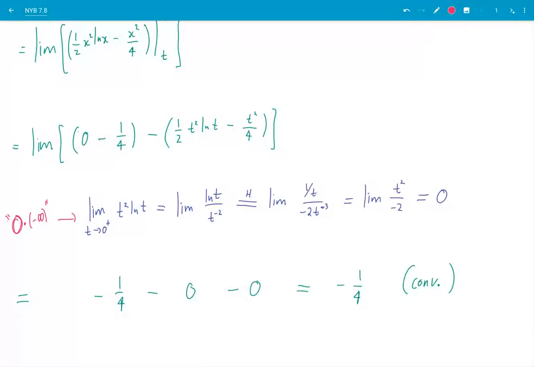And now I'm ready to evaluate all four pieces up here. The limit of 0 is 0, which I don't even bother to write here. And then in blue, I found this 0 here. And then t is going to 0, so this last bit ends up being 0. It's worked out to -1/4, which is a real number, so convergent.